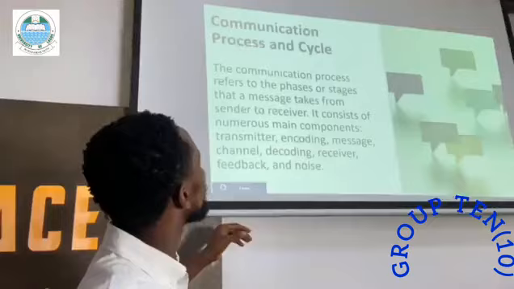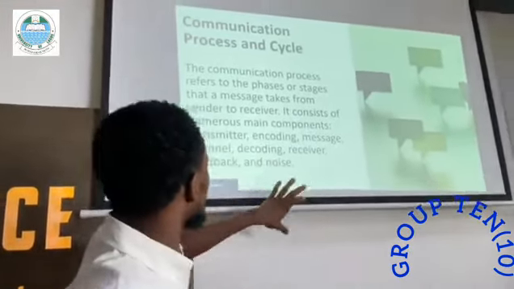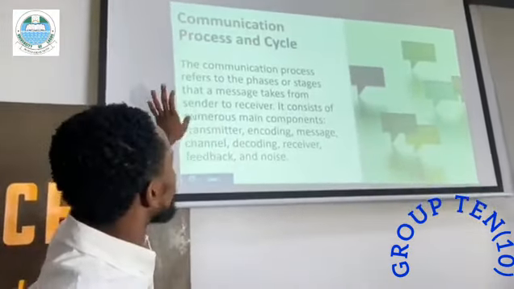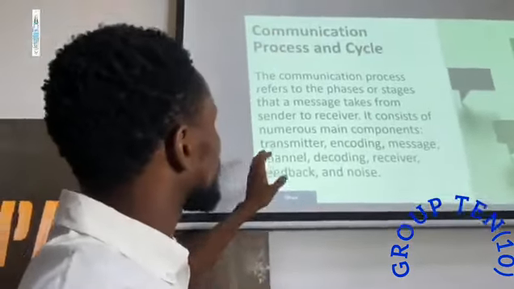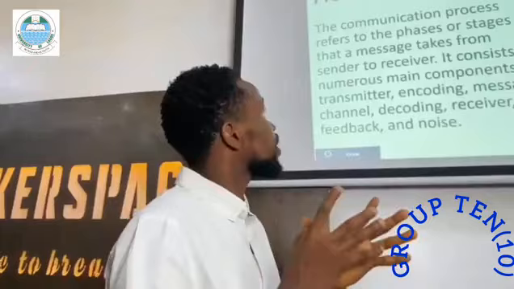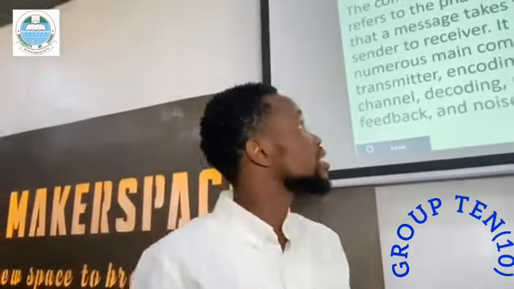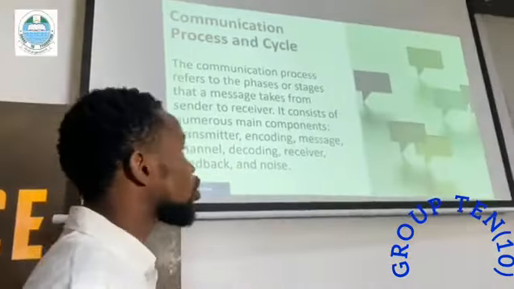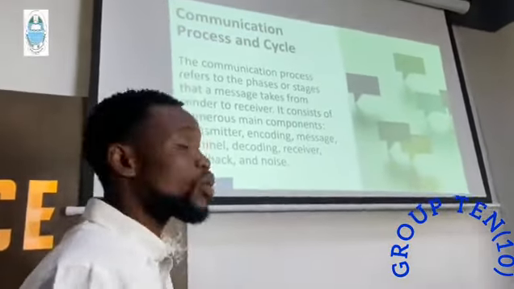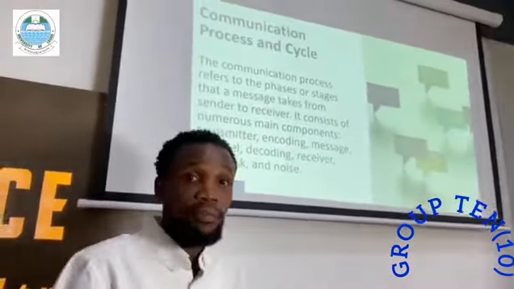Now, let's look at communication processes. Next slide, please. This is the communication process chart. But let's define what communication process is. The communication process refers to the phases or stages that a message goes through from the sender to the receiver. It consists of numerous main components: the transmitter, that is the sender, the encoding, the message, the channel, the decoder, the receiver, and finally the feedback and noise.